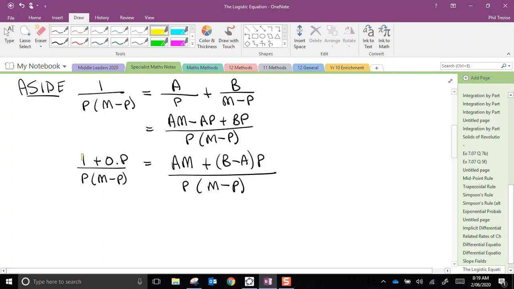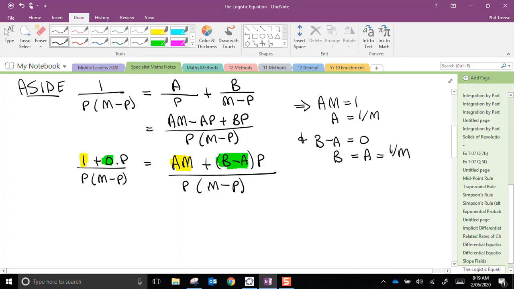So let's take a look at the correspondence here. The constant 1 equals a times m, and the coefficient 0 in front of our pronumeral equals b minus a. Writing this to the side here, what does this imply? It implies that am equals 1, so a equals 1 over m. Furthermore, we could see from the green highlight that b minus a equals 0. So b is the same as a, which we already knew was 1 over m.